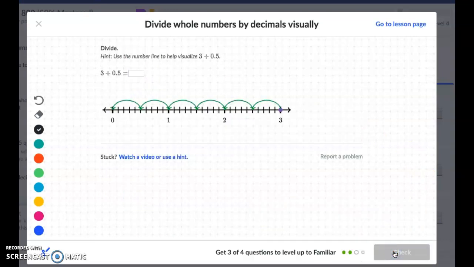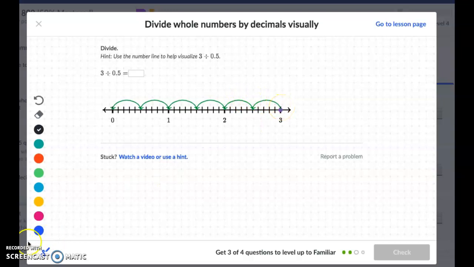Use the number line to help visualize 3 divided by 5/10. So here we have 1, 2, 3, and they've separated it into 5/10, which is also the same as a half. So here's a section of 5/10, and then a section of 5/10, a section of 5/10, a section of 5/10, a section of 5/10, and a section of 5/10.